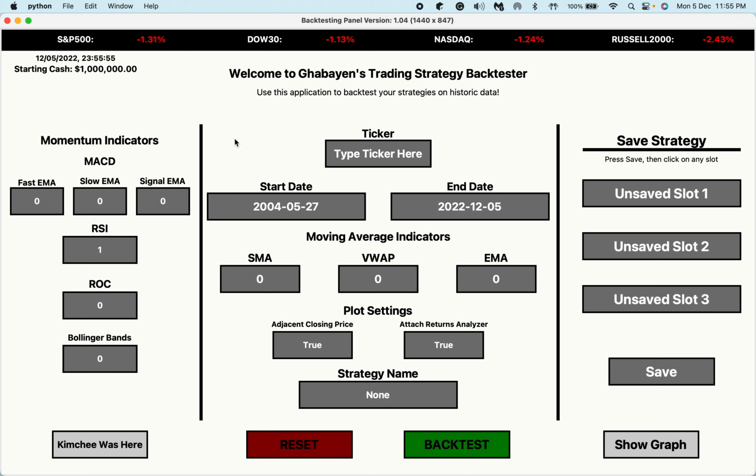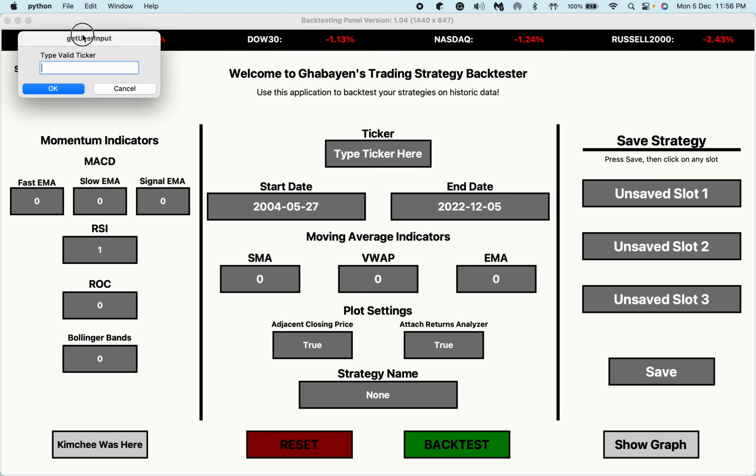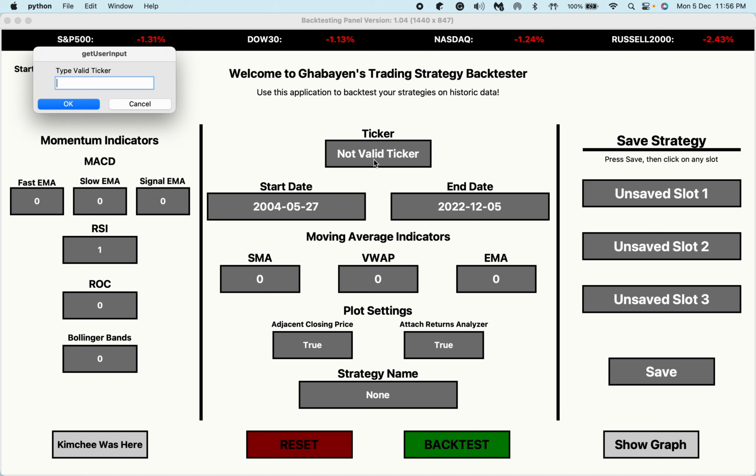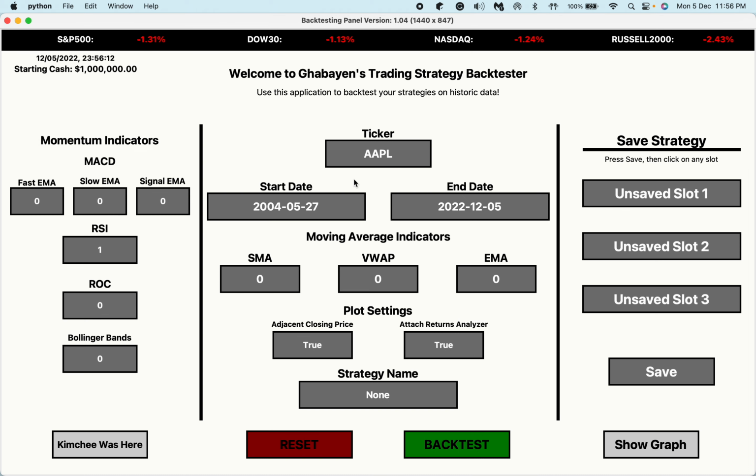To get into a more important aspect of the project, here's the UI, and this is how you talk to the algorithm. So basically, if you click on ticker, you're expected to type in a company ticker. So if I type in meow, it's not going to work because meow is not a company. So I'm going to have to type in Apple. See, it takes it in.